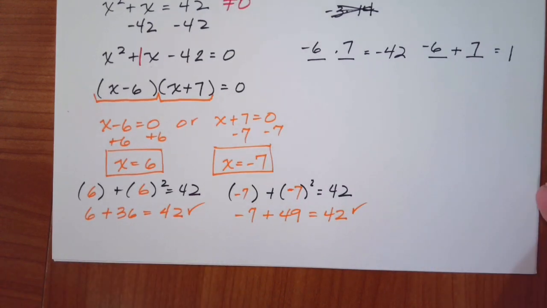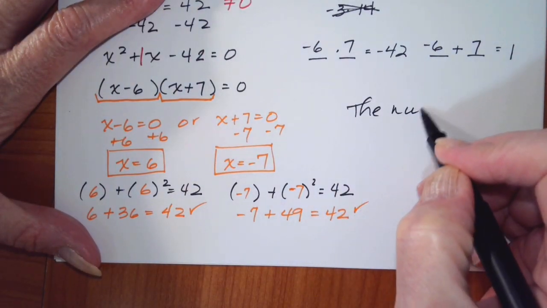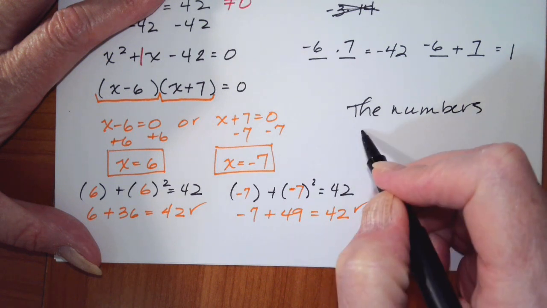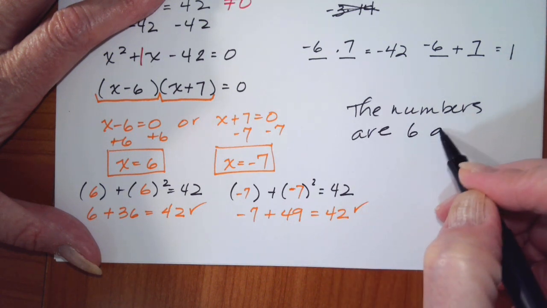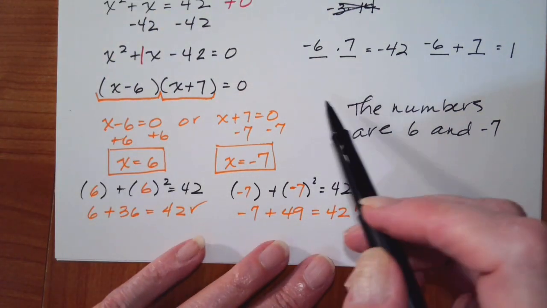So there are actually two, both solutions will work for this. So the numbers are 6 and negative 7. And there's my answer.